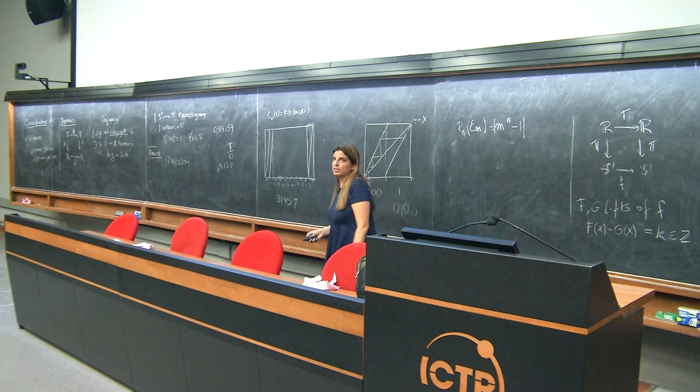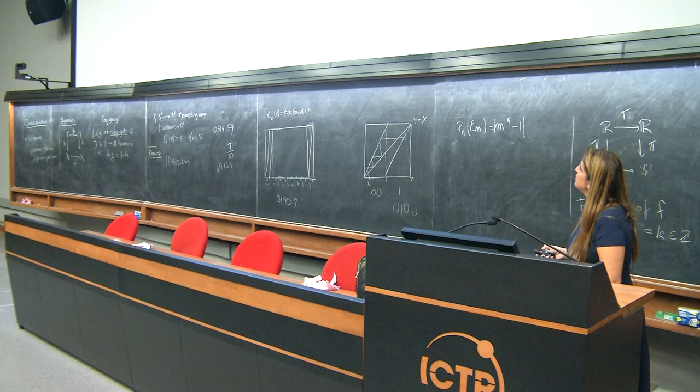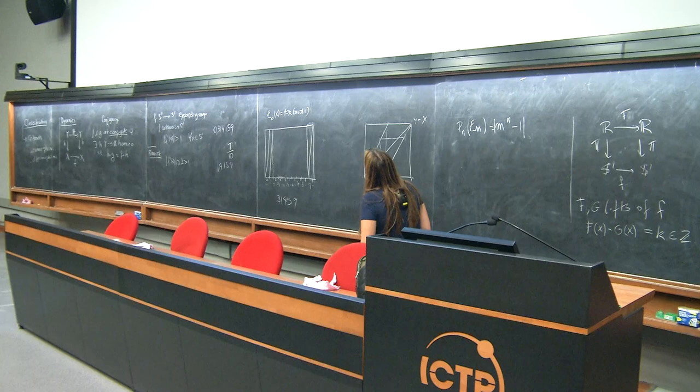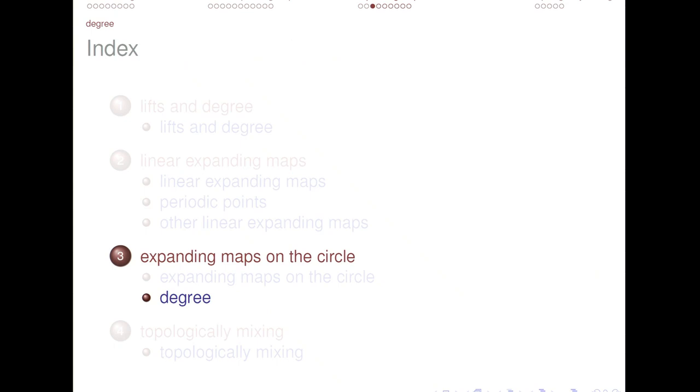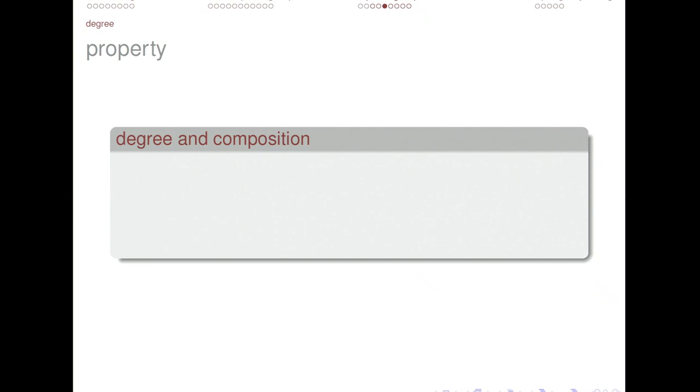So let me tell you how we are going to do it. Well, I have already told you what an expanding map is. It's there. And we already know what the degree is. And this is the main part of the proof.